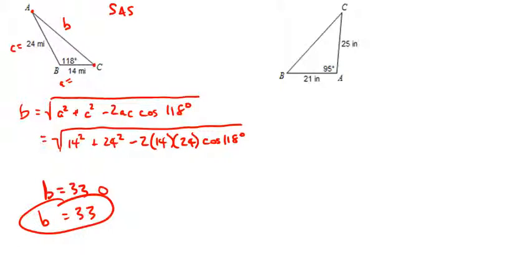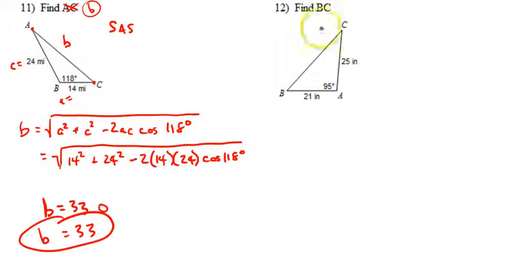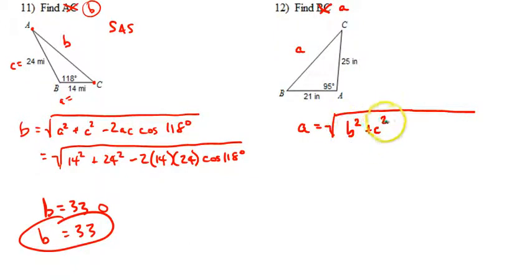This one, let me go back up a little bit. BC, once again, BC is segment B to C, so that's little a. So instead of writing BC, I should have written little a. Anyhow, this is a side angle side, so it's law of cosines. So little a equals the square root of b squared plus c squared minus 2bc cosine 95 degrees.